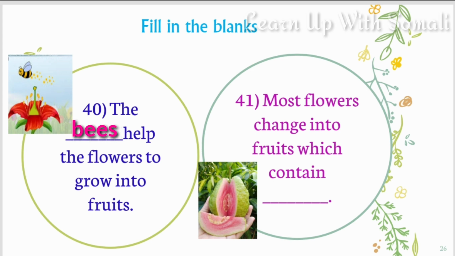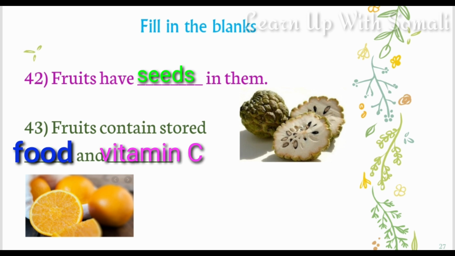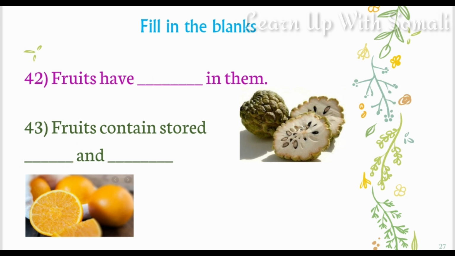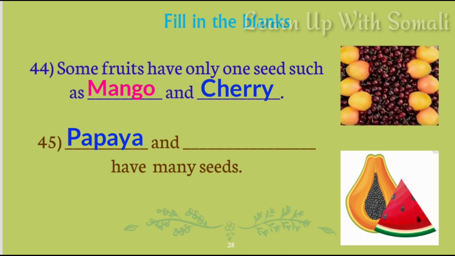Number 41, most flowers change into fruits which contain seeds. Number 42, fruits have seeds in them. Number 43, fruits contain stored food and vitamin C, which is very good and healthy for our health. Number 44, some fruits have only one seed, such as mango and cherry. Number 45, papaya and watermelon have many seeds.